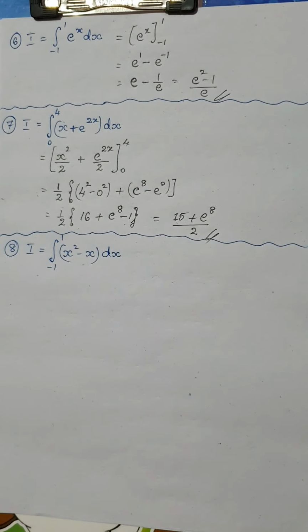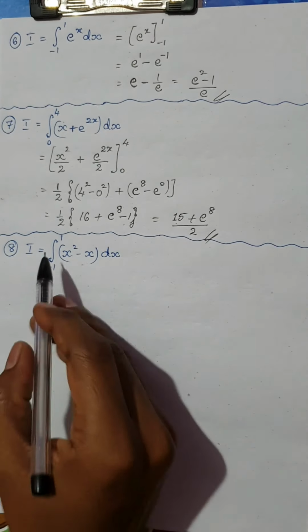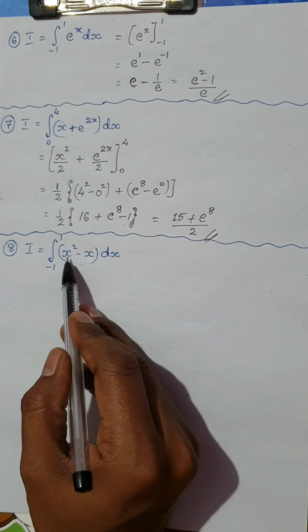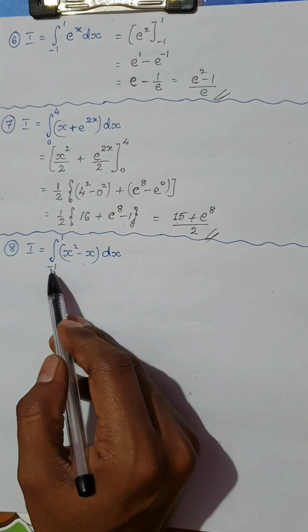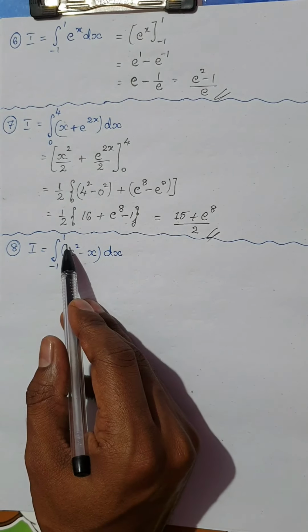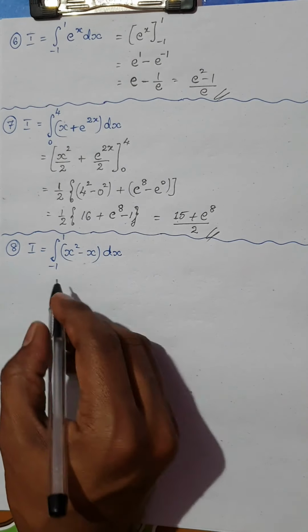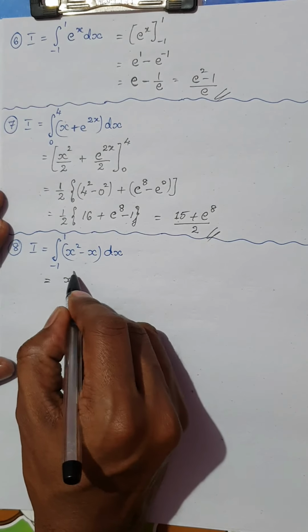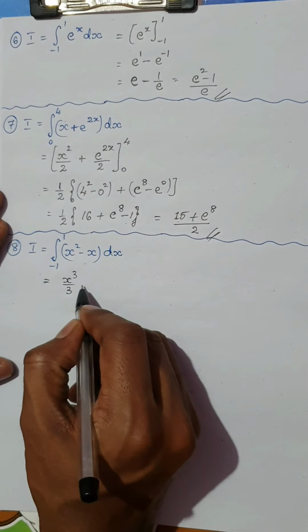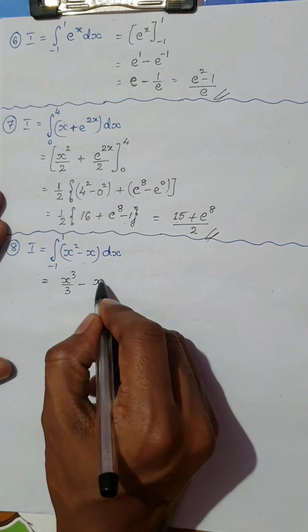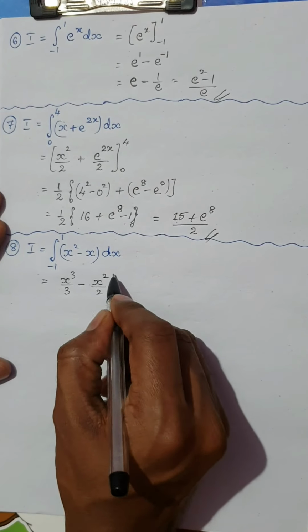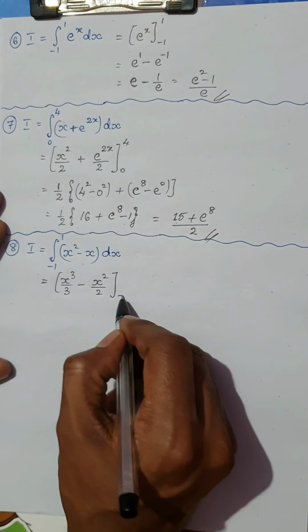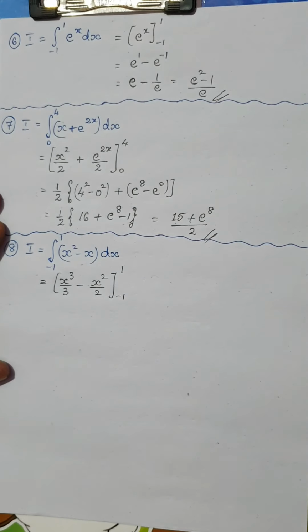The next integral we have is the integral of x square minus x, integrated between the limits minus 1 to 1. So this is nothing but, we all know the integral of x square is x cube divided by 3, minus, what is the integral of x? We know the integral of x is x square divided by 2. This is integrated within the limits minus 1 to plus 1.